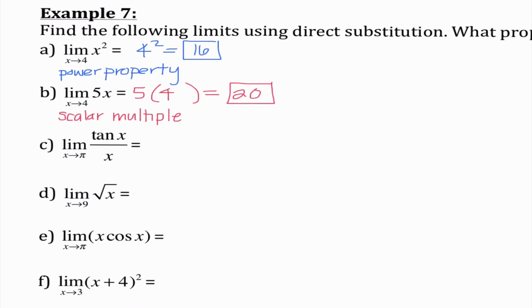For C, this is our quotient property. And I'm just going to write quotient. So we're going to find these two limits separately and then determine what they are. I know I have tan of pi divided by pi. Tan of pi is one of our quadrantal values. I know that it's 0. If you put that in your calculator with radians, it would give you 0. So our answer there is 0.